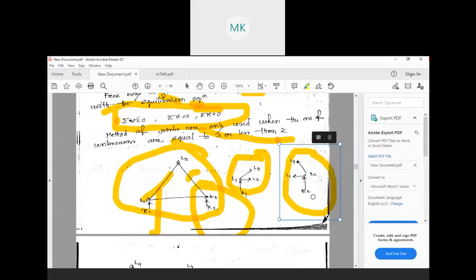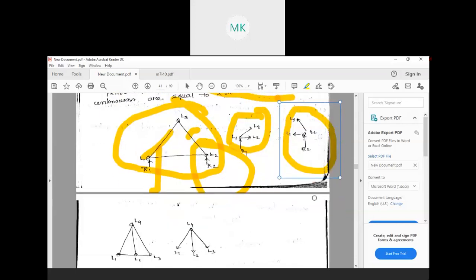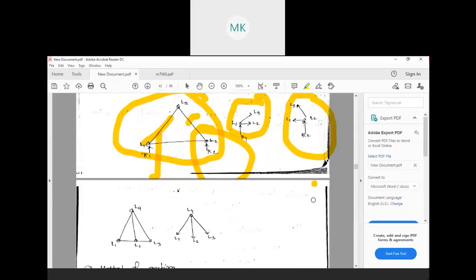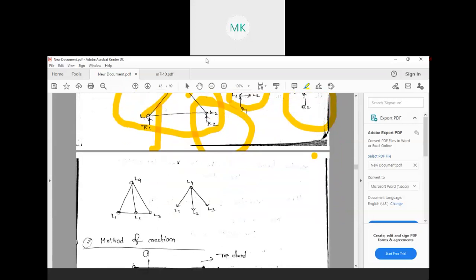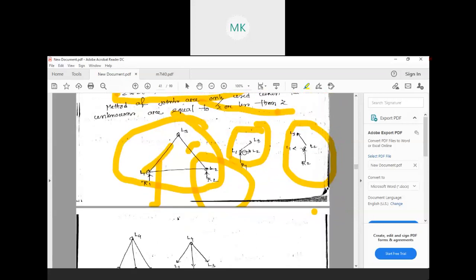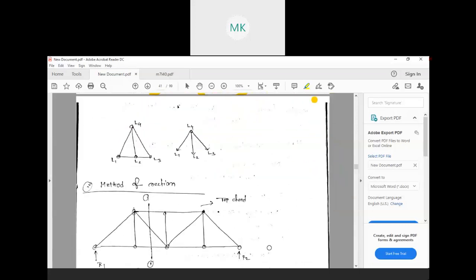Now what we need to do is solve these. How many unknowns are there? If we find out the reaction, there are only two unknowns, L2 and L3. So we can use the method of joints, because the reaction we can easily find out if we know the length and these things. This is one method.